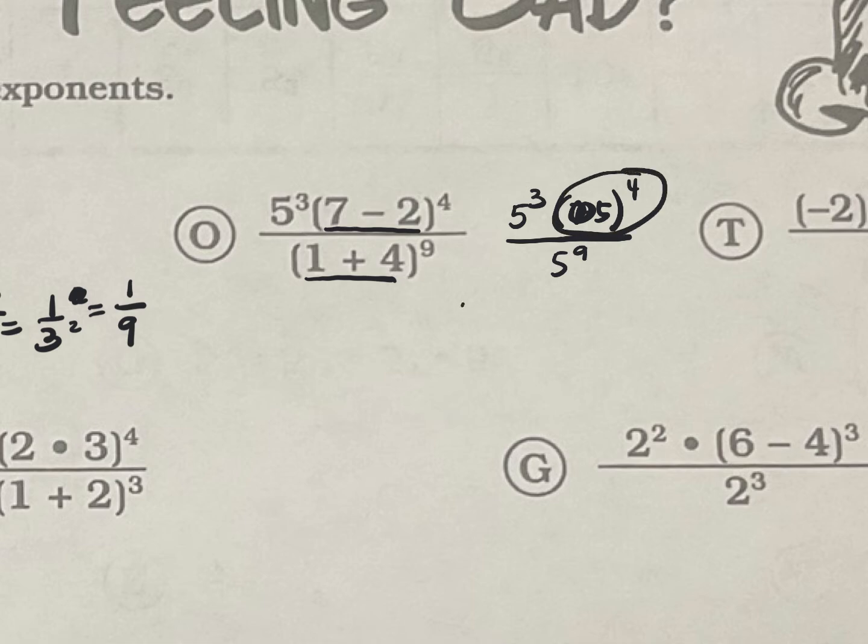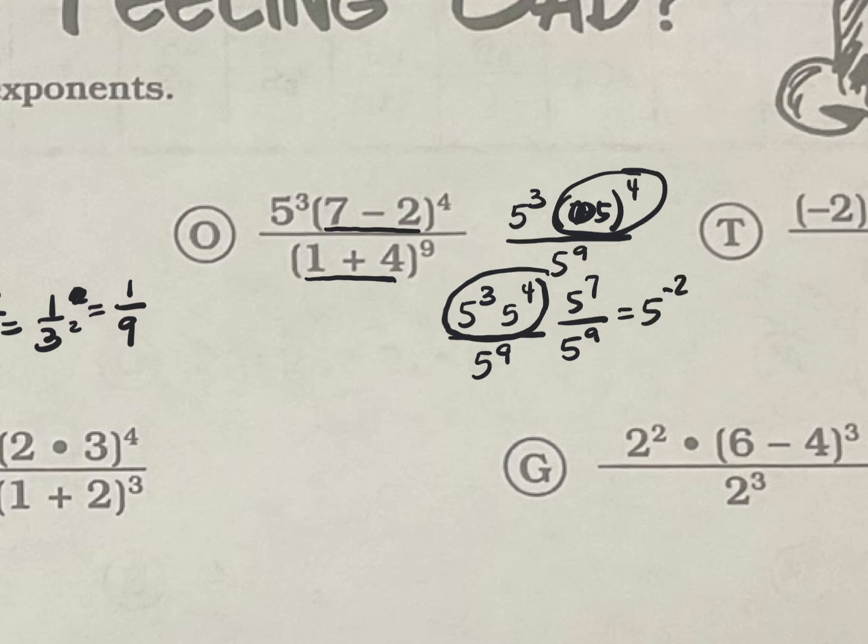So this is basically 5 to the 3rd times 5 to the 4th, divided by 5 to the 9th. Now 5 to the 3rd times 5 to the 4th, that's multiplication, so I'm going to do addition. That's 5 to the 7th divided by 5 to the 9th. Division, I do subtraction. So this is 5 to the negative 2nd power.